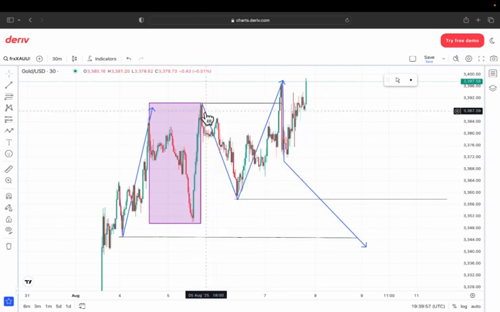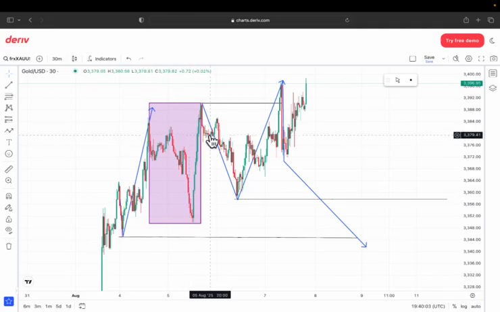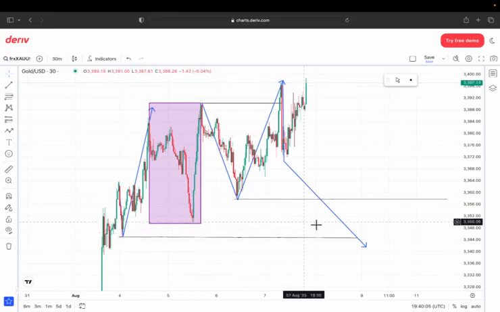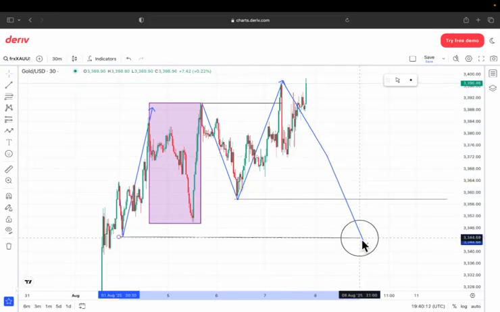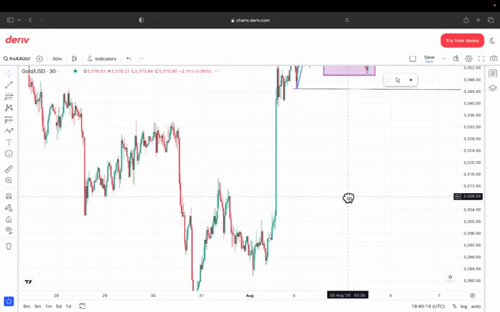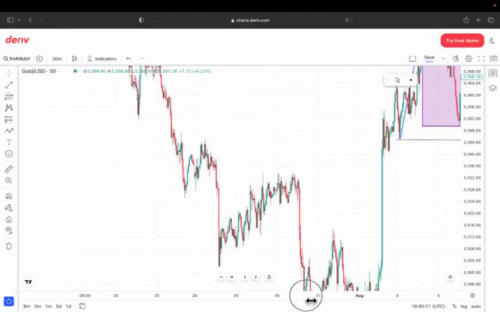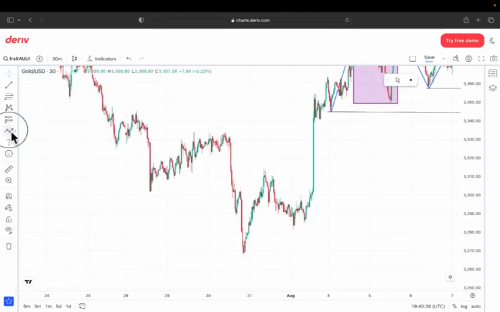Now let us call this break of structures internals. Okay, now this is not a valid internal, this is valid, and this is valid. Now for us to see that gold has changed character internally, we have to break this particular low. As simple as that. The advanced market structure is not complex. Likewise, this over here. Now let us check another example from here. Now this guy here is not a valid break of structure.